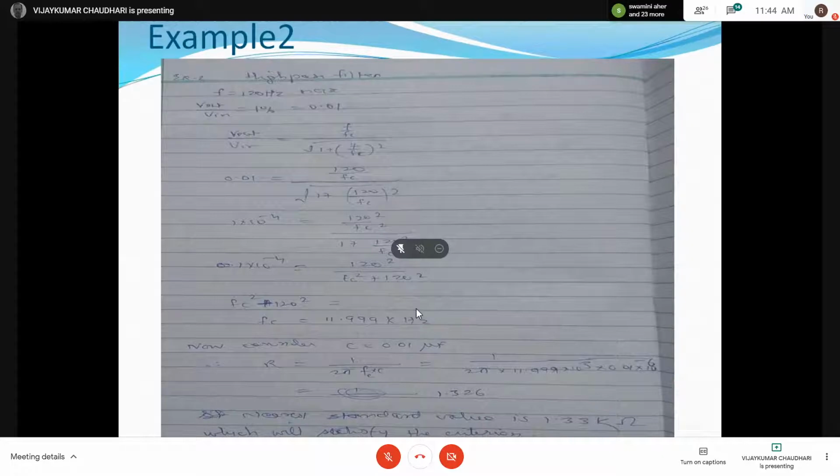So I'm getting R as 1.326 kilo ohms. And the nearest value is 1.33. Okay. The standard values you must remember actually. Table of standard values you must know.